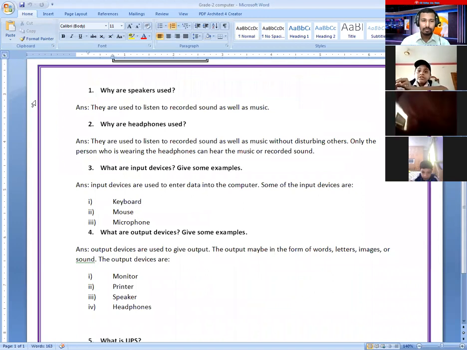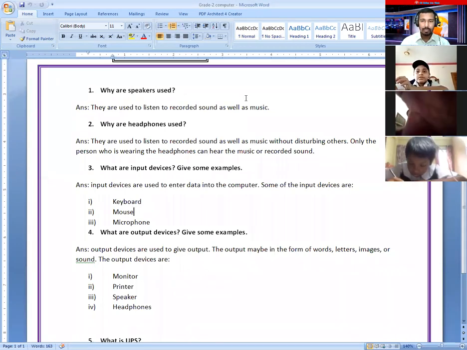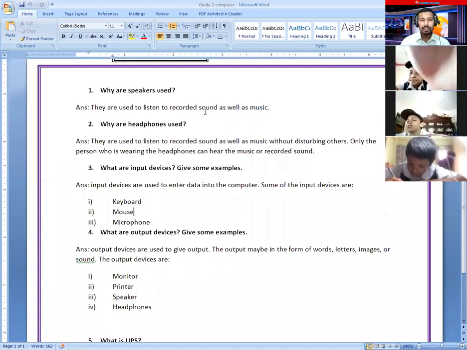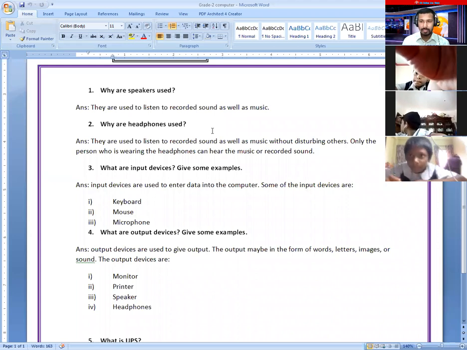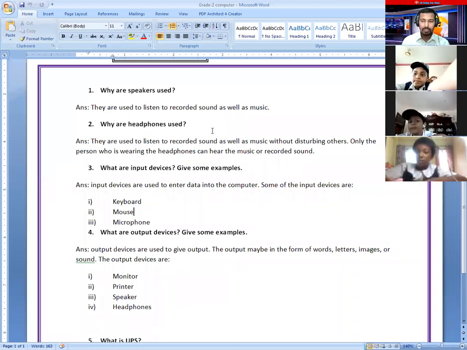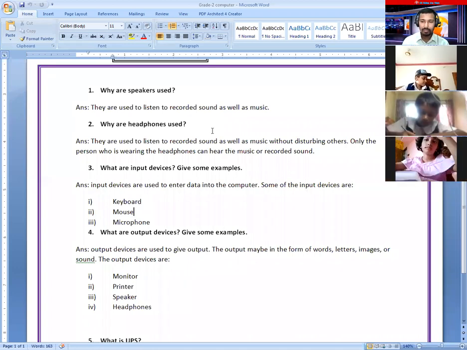Okay, look at the first question, okay? I am going to explain it. Look at why are speakers used. You know what speakers are, right? You use them in your house. You just connect them with the computer CPU, then the sound comes from it, right? So why are speakers used?